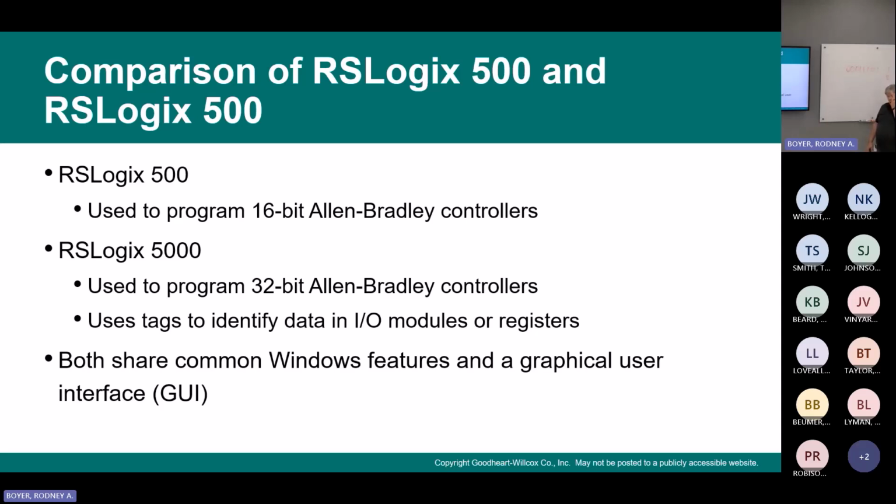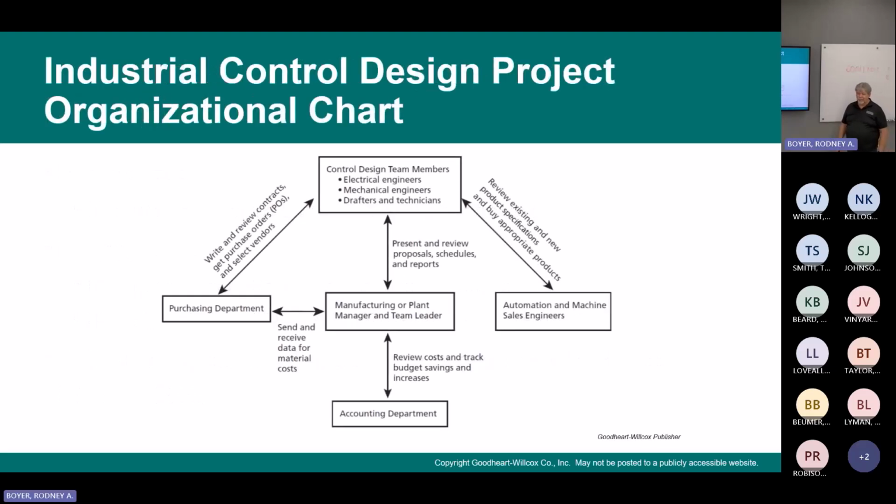RSLogix 500 is data file based. You have an input data file, an output data file, processor status data file, bit file, timer file, counter file, and so on. RSLogix 5000 uses tags to identify the I/O modules. And both of them share common Windows features and a graphical user interface, or GUI. I said earlier, Rockwell's got the prettiest operator interface.